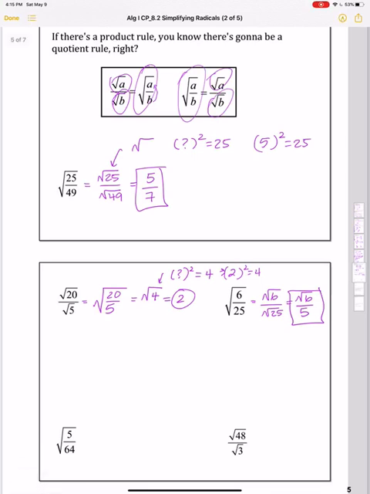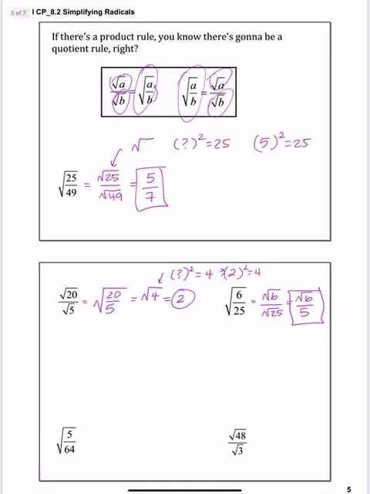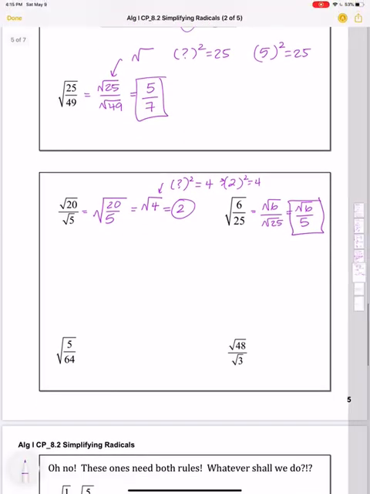All right, so this next example is the square root of 5 over 64. Again, I can't reduce that because nothing goes into 5 and 64, but I recognize 64. So I'm going to make this the square root of 5 over the square root of 64. So that is the square root of 5 over what squared gives us 64? 8. And you can, again, just leave it like that.